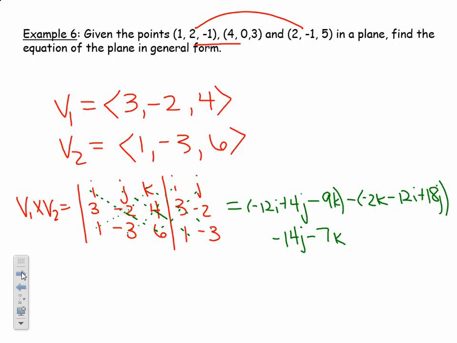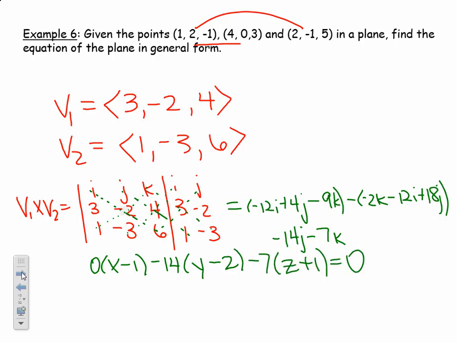Okay, so 0 times x minus 1 minus 14 times y minus 2 minus 7 times z plus 1 equals 0. Okay, now in standard form they're going to look different, right? General form we get the same equation. So what I'd like you to do is write it using a different coordinate. I'm going to multiply this one out, you multiply a different one out, and let's make sure we get the same thing.